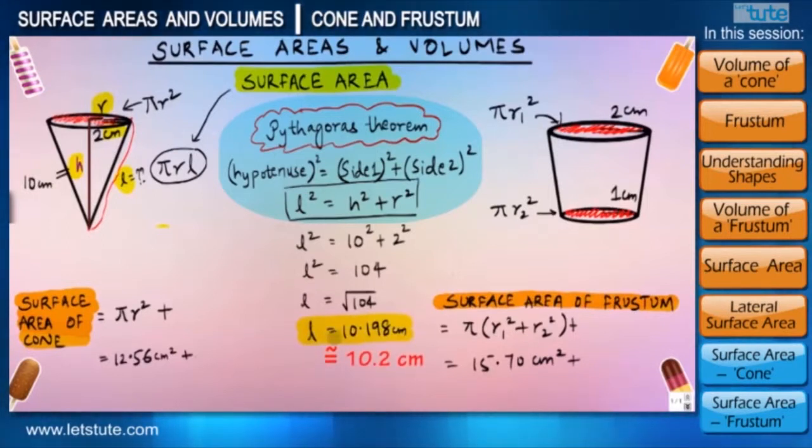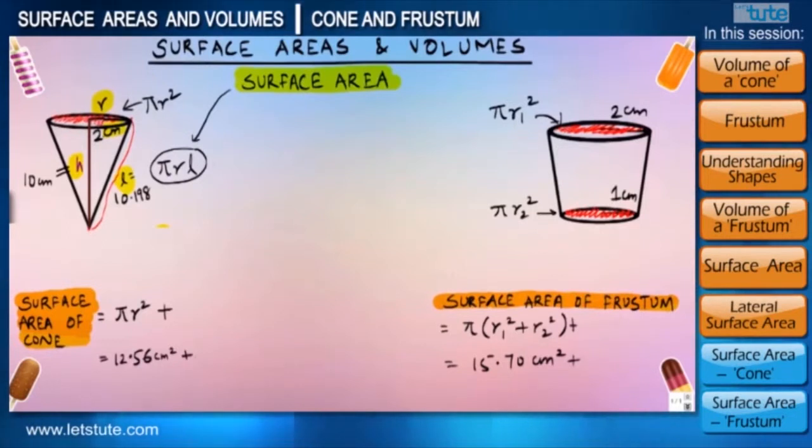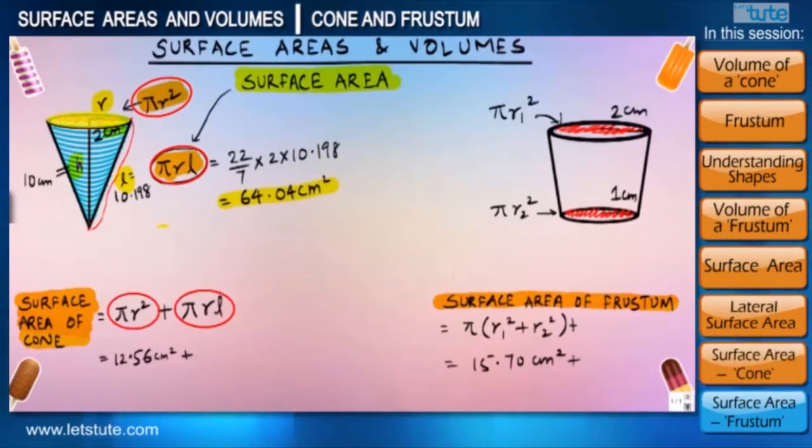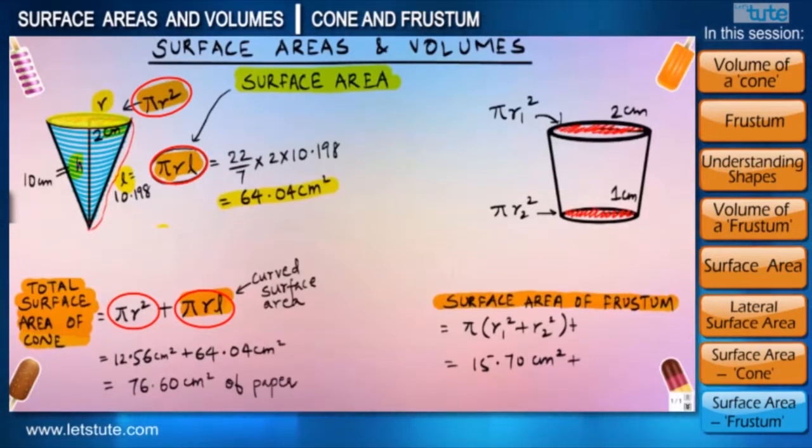So by using the same, we can find the slant height first, which will come out to be 10.2 centimeters in this case, and then eventually we can use the slant height for calculating the curved or lateral surface area, which will come out to be 64.04 centimeters square. That means for covering an entire cone, we need 64.04 plus 12.56 centimeters square of paper, which will come out to be 76.60 centimeters square. So combining the area of the upper circle and the lateral surface, we get the total surface area of a cone.